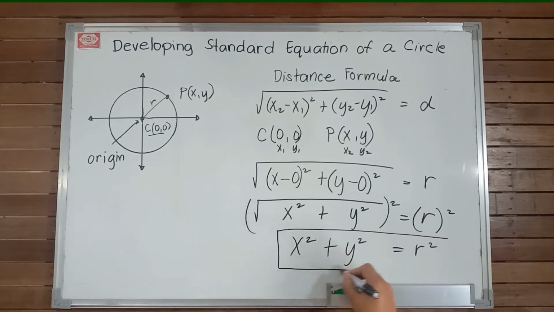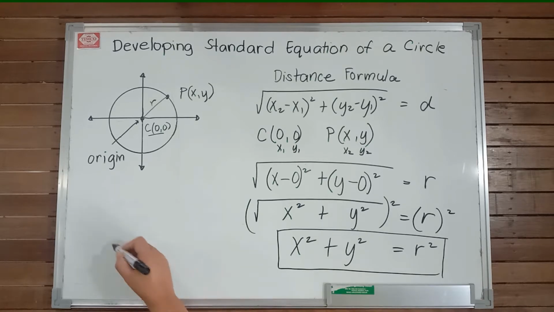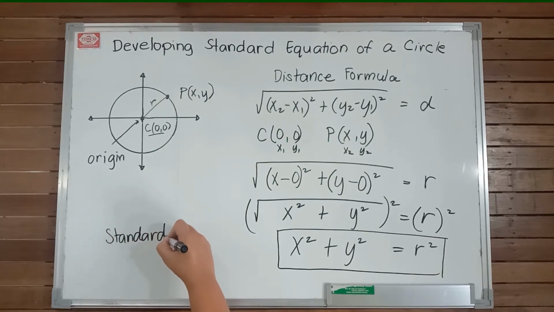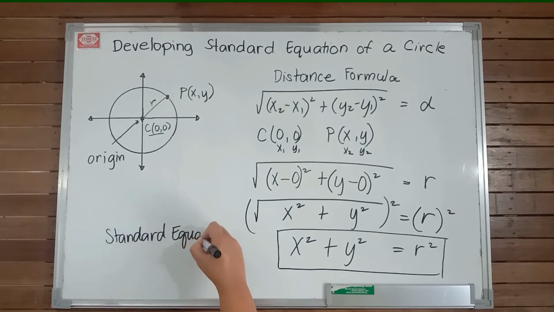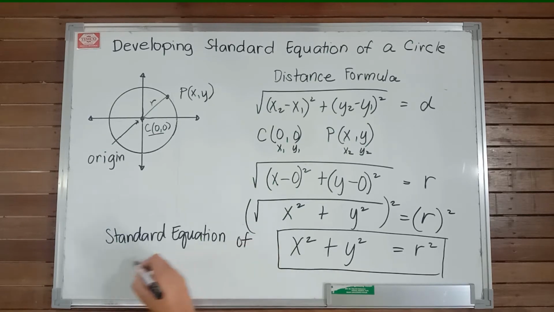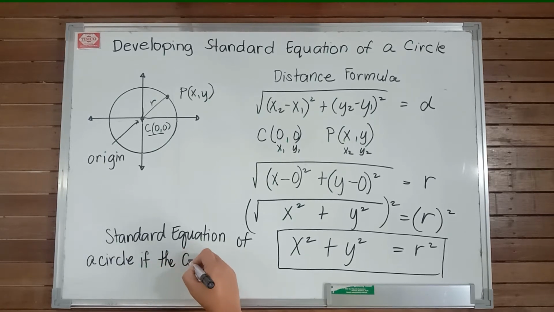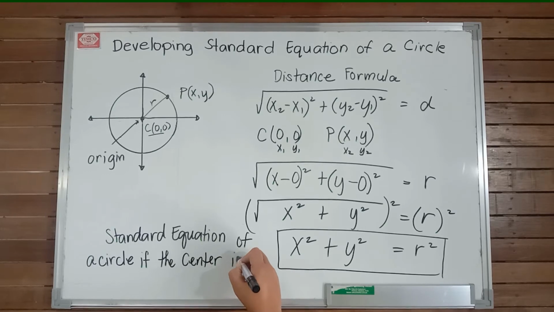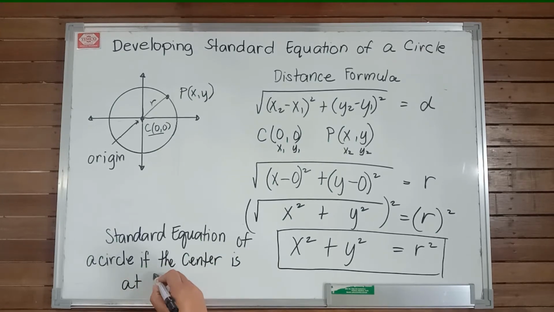That is now our standard equation of a circle if the center is at the origin: x squared plus y squared equals r squared.